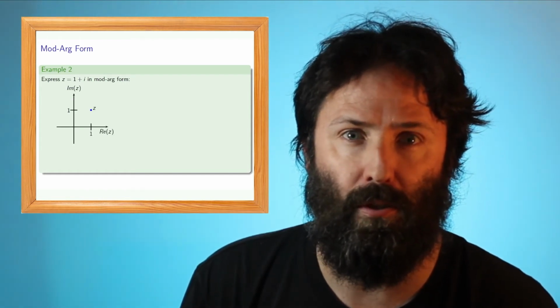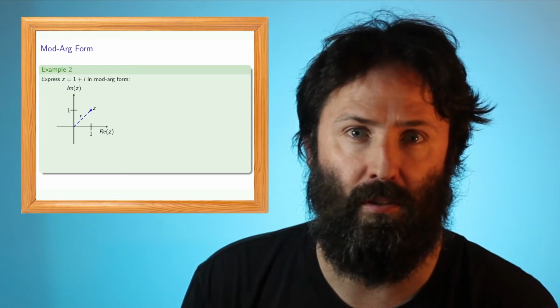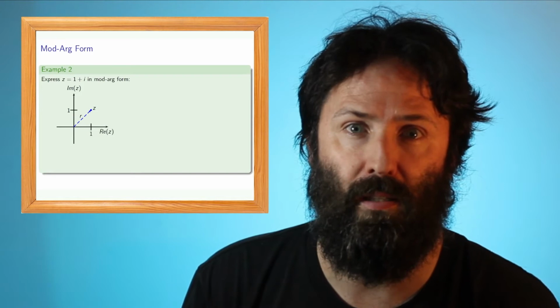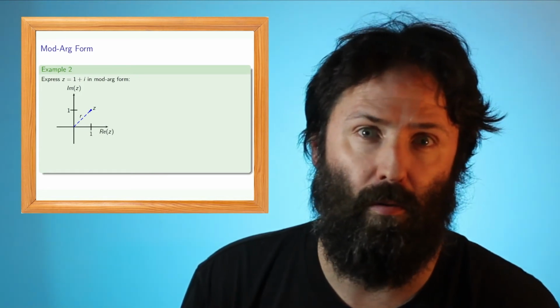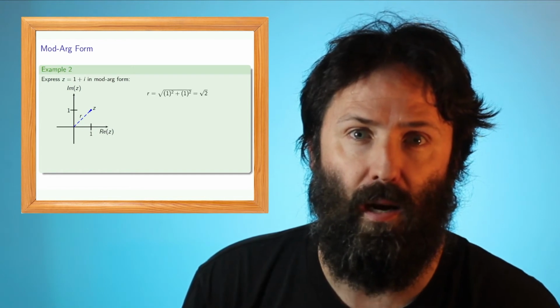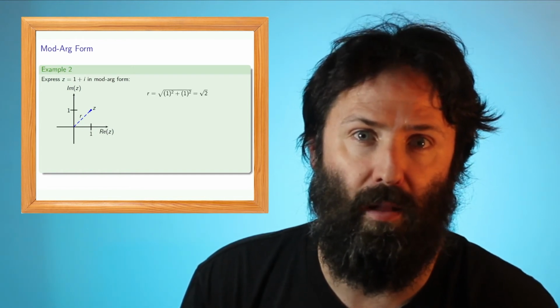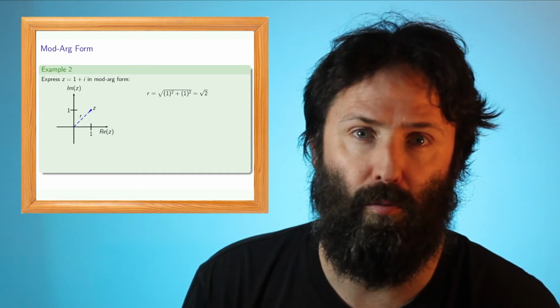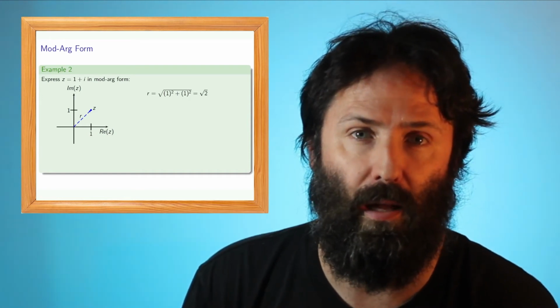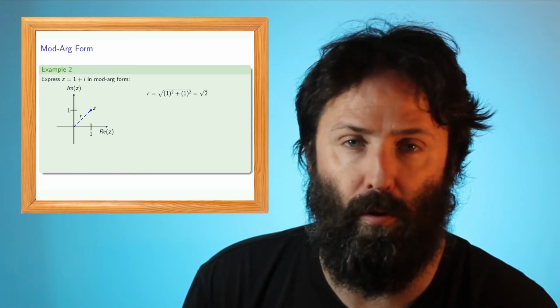Now to find the modulus is just the distance, or the length, of that line there from the origin to the point z, and I can just use the distance formula or Pythagoras here because I can form a right-angled triangle. Using Pythagoras I'm going to get that r is equal to the square root of 1 squared plus 1 squared, which is just root 2. Okay, so the length of that line is root 2. That's what we call the modulus.